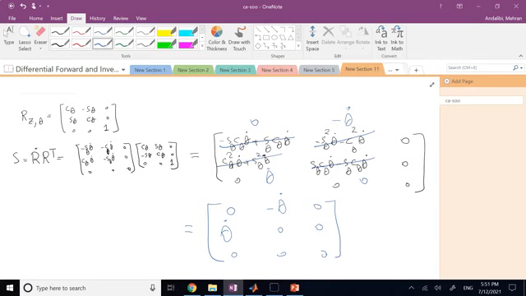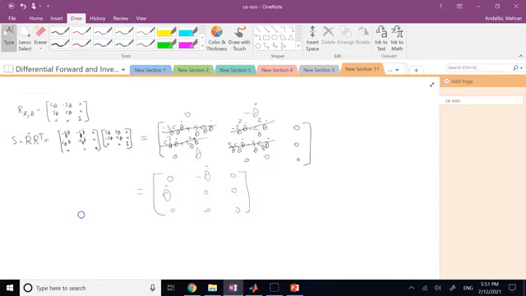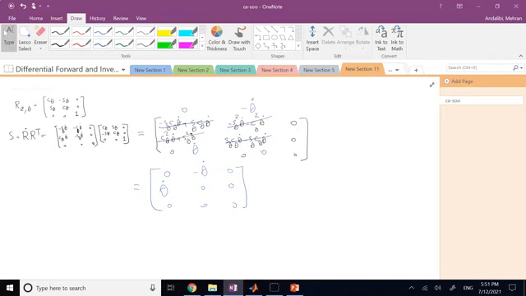This is the result. Now, if you remember, I said this has to be S, but S of what? S of omega, correct? That's S of omega. And if you remember, I said S of omega in general is 0, negative omega z, omega y, negative omega x, if you remember.